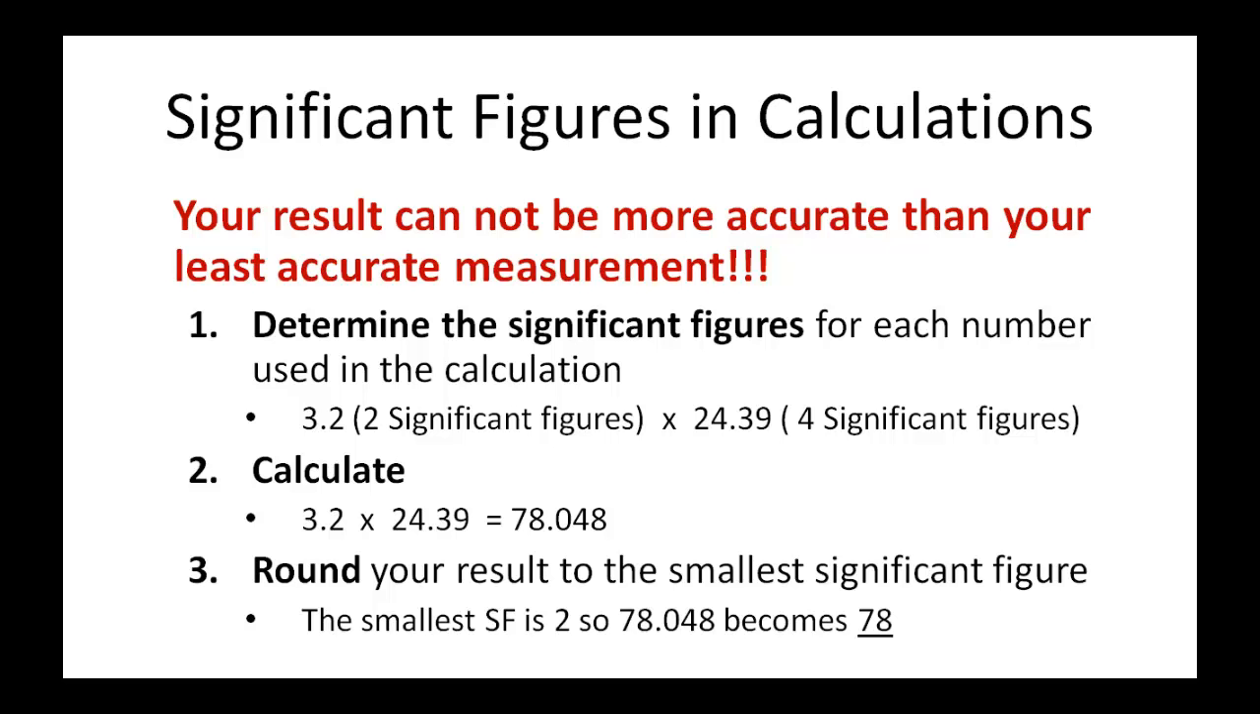In this example, the smallest significant figure is 2. That's the 3.2 had 2 significant figures. So 78.048 is meaningless. It has too many digits. You did not measure everything to that degree of accuracy, so it's inaccurate to pretend that you did. You can't. It's just not allowed. You can only have 2 significant figures. So you round it. 78.048 becomes 78.